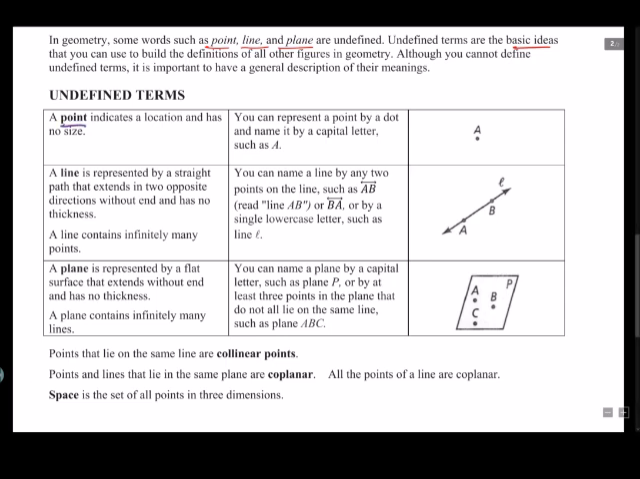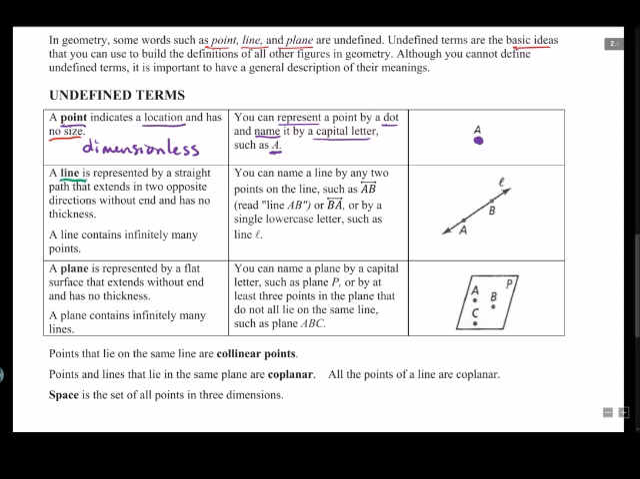A point indicates a location and has no size. It is what we call dimensionless. No length, no width, no depth. We represent a point by a dot. You know how to do this. There's point A, and we name it with a capital letter. So this right here would be read point A.